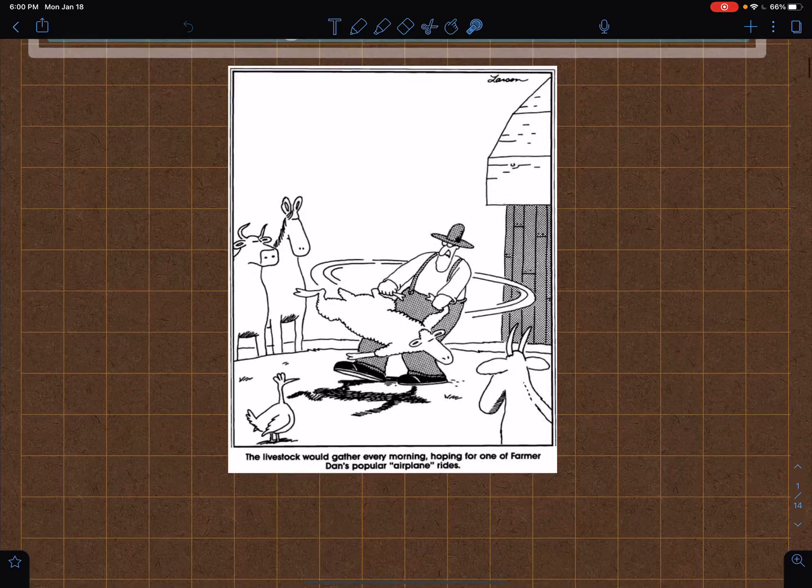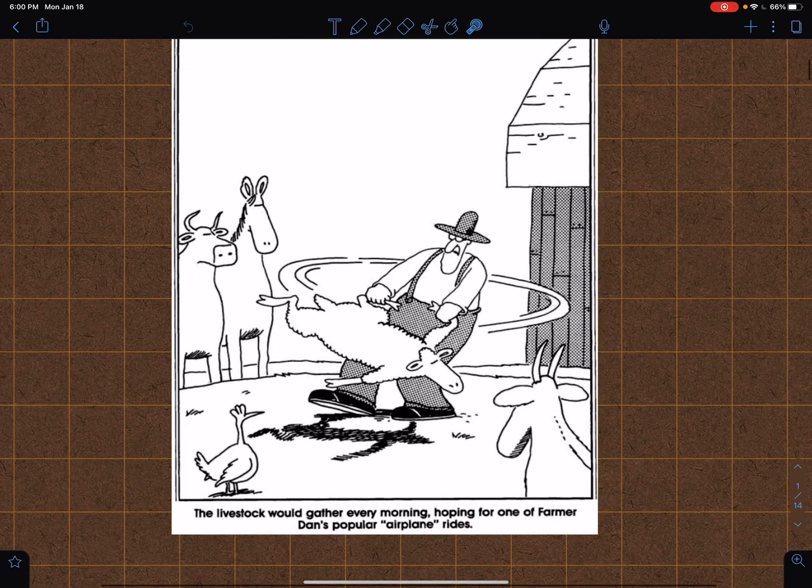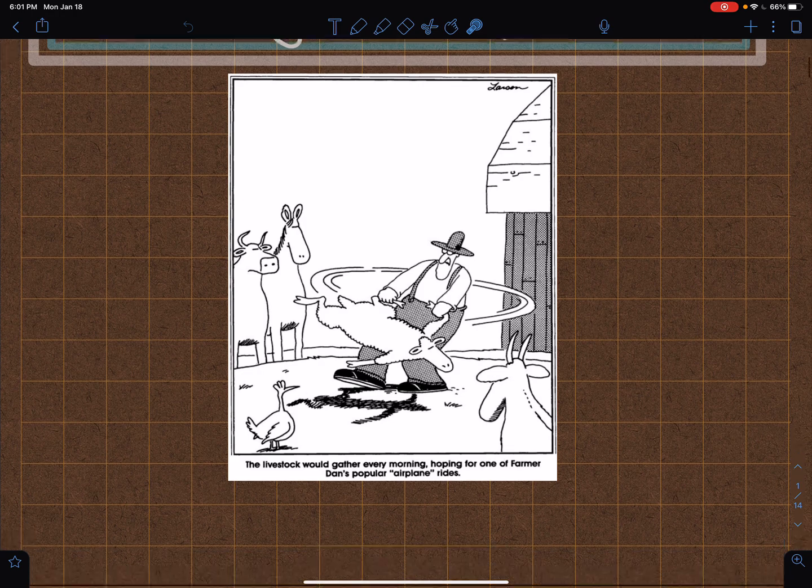All right, let's start out with this comic. The livestock would gather every morning, hoping for one of Farmer Dan's popular airplane rides. Look at what he's doing. He's giving them airplane rides. And it sounds like the animals love it. So that's pretty cool.